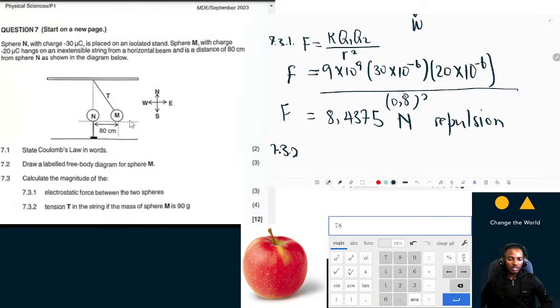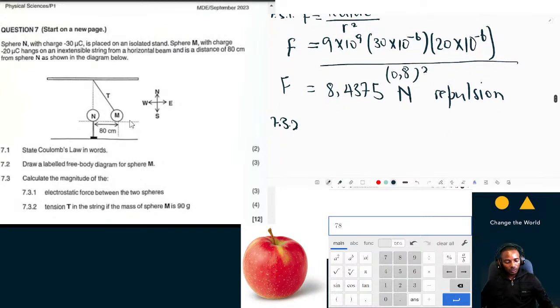Then 7.3.2, we need to calculate the tension in the string if the mass of the sphere M is 90 grams. Before we do any calculation, we need to transform the given mass into SI unit. So 90 grams over 1000 will be equal to 0.09 kg. How are we going to get this tension?